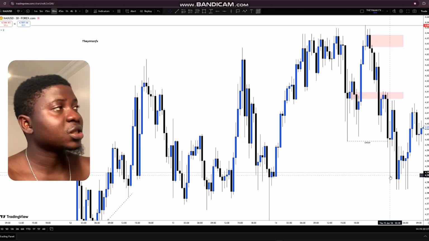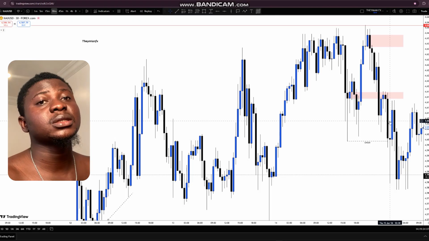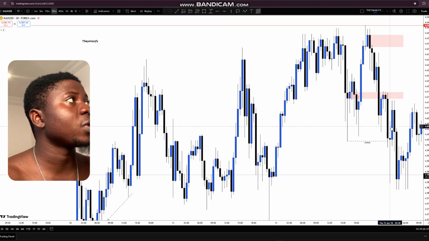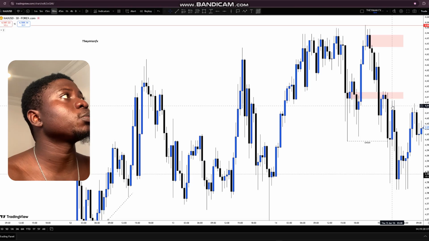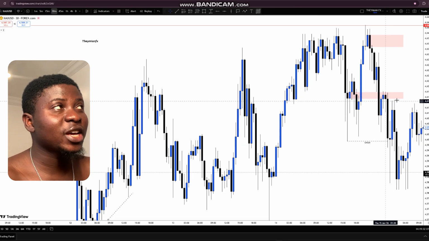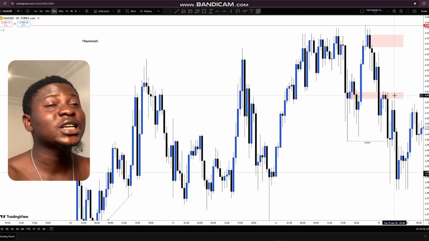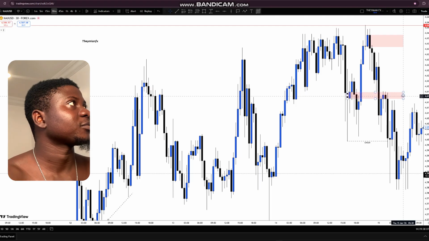See, sellers wanted to take the market, buyers wanted to take the market, sellers pushed, buyers took over. Automatically, this is completely a reversal. You see, it did not touch our first point of interest. Automatically, this point of interest is valid.